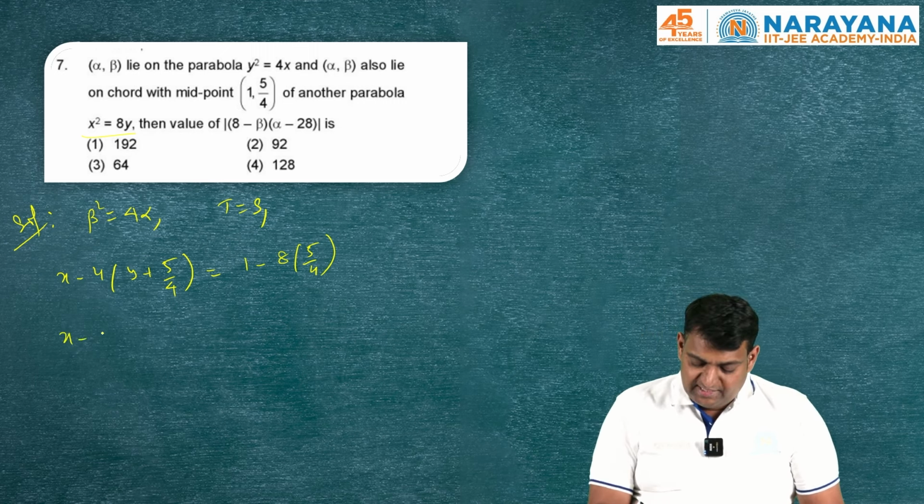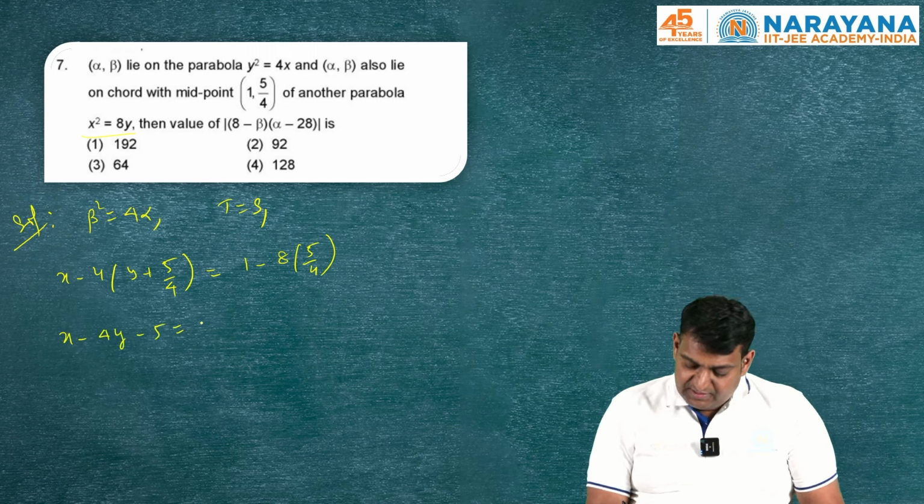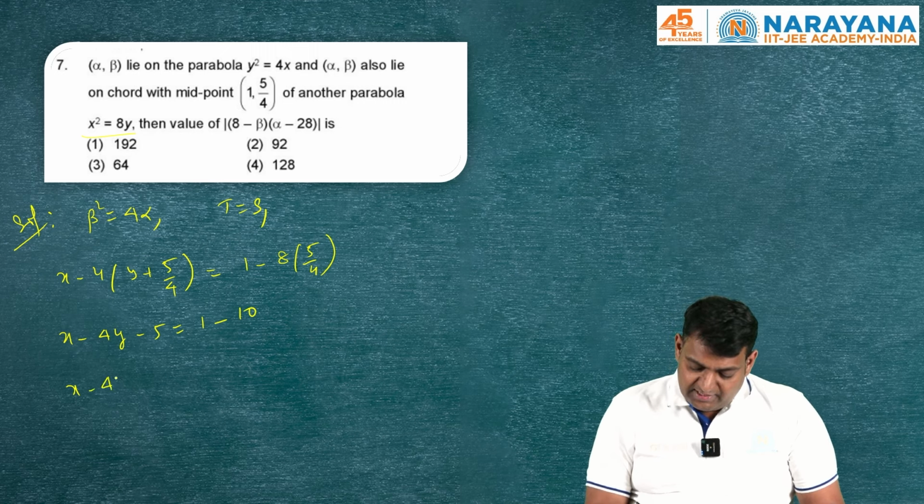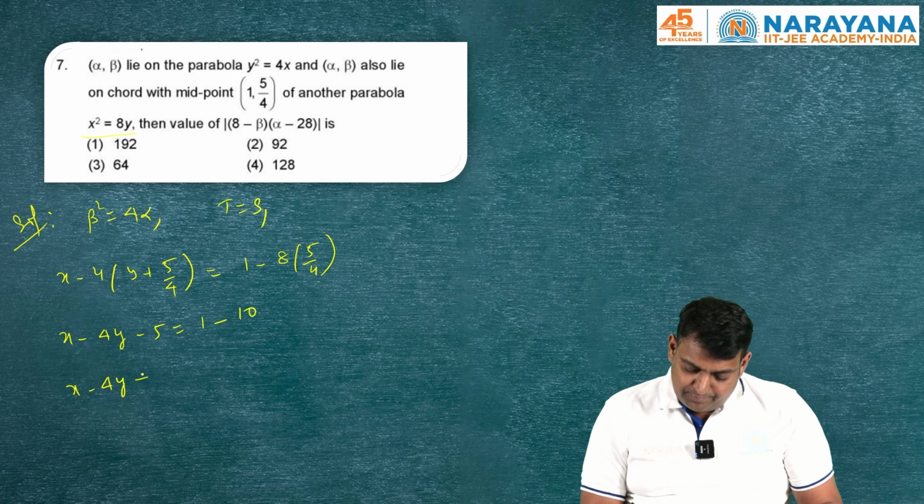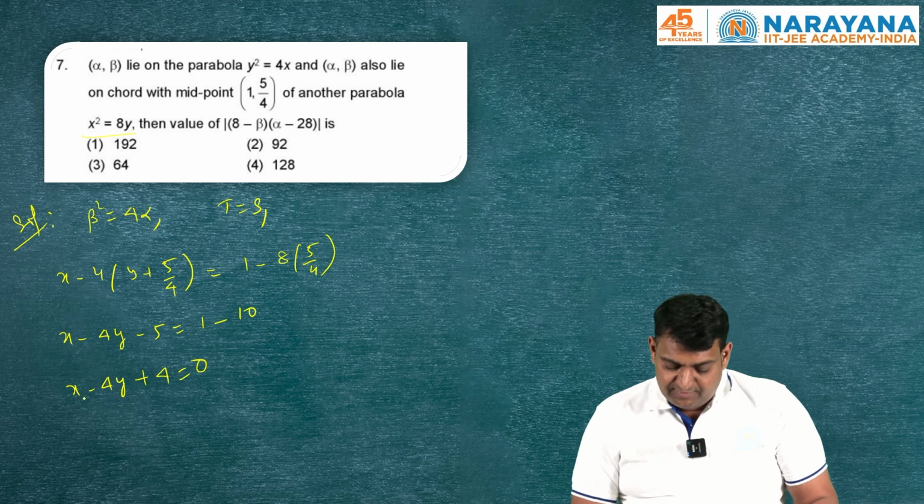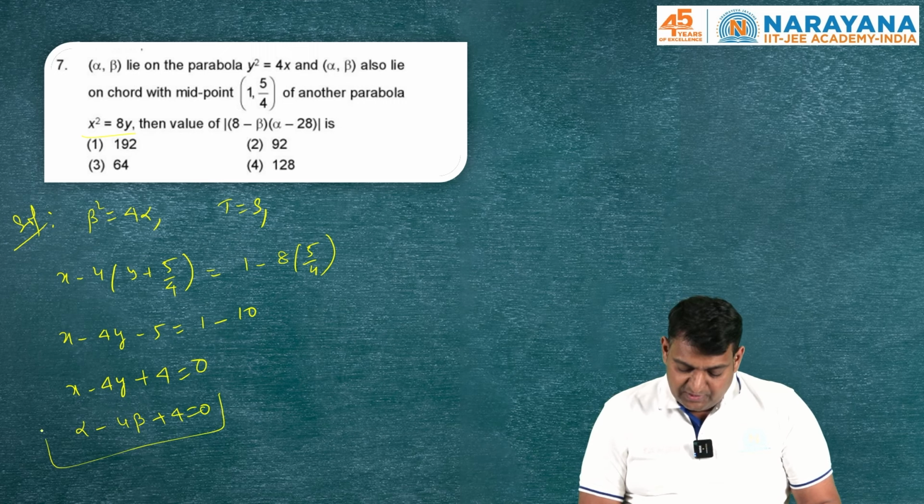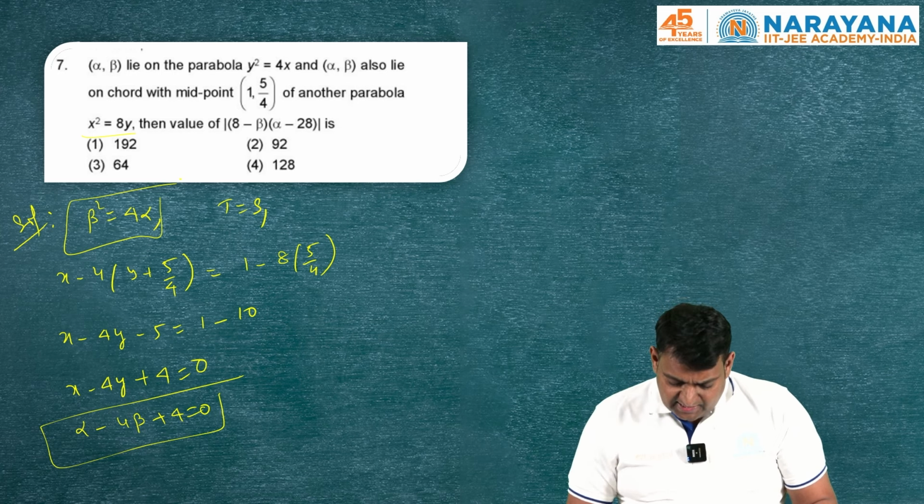Open the bracket, what you will get? x minus 4y minus 5 is 1 minus 10, or x minus 4y plus 4 equal to 0. And he said that (alpha, beta) lies on this also. So it should satisfy the equation. So what you will get? Alpha minus 4 beta plus 4 equal to 0. Now this is a little calculation based problem, but a very, very simple calculation.